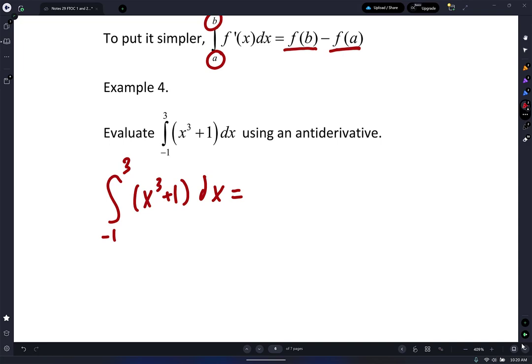No, not derivative, antiderivative. Add 1, divide by that number. So what is it? x^4 over 4. Perfect. You can say 1/4 x to the 4th. Plus, what's the antiderivative of 1? 1x. I would put a plus c if I don't have any limits, but I have limits. So if you have limits, you don't have to put the plus c.